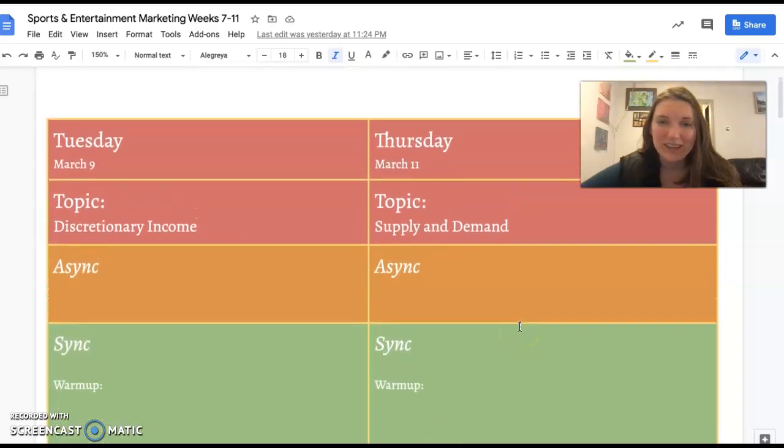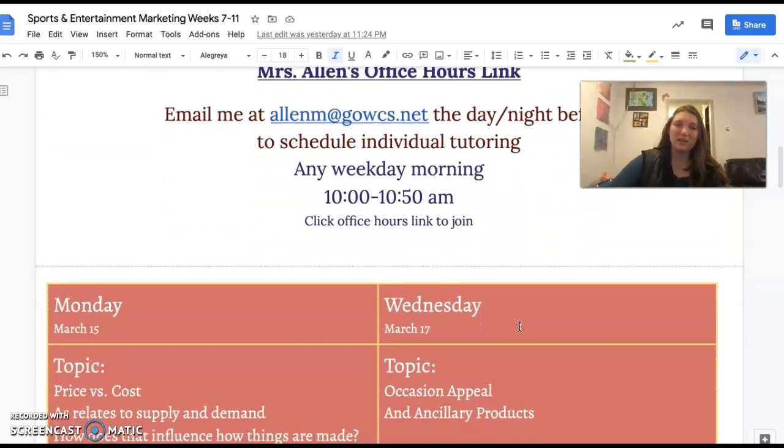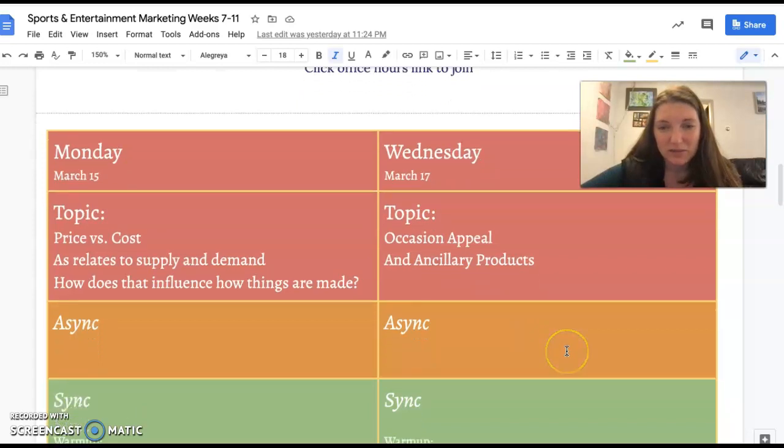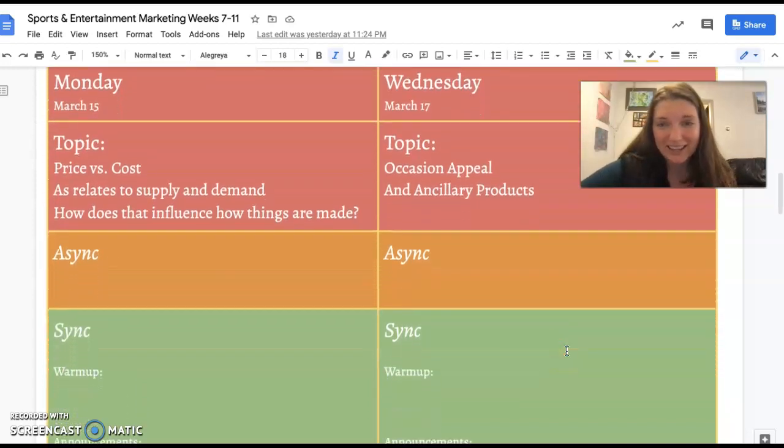Supply and demand is how much there is, and demand is how much people want. Then price versus cost is another thing that integrates with that. Price versus cost is how much something costs for the consumer versus how much it costs to make. Then we're going to talk about occasion appeal and ancillary products, and how when we're excited about an event, we want to spend money on it.